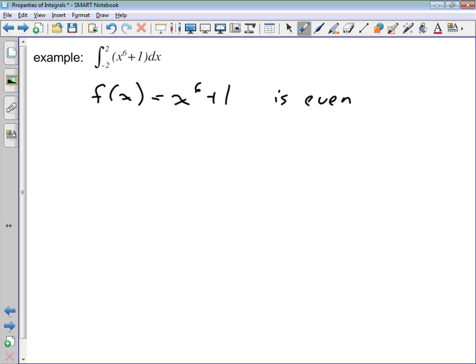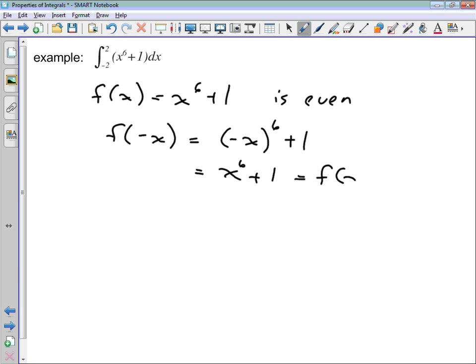And if you want to check, you can always do something like figure out what f at negative x is. So if I put negative x in there for x, well, let's see. Negative x to the power of 6 is just going to be the same as x to the 6 because it's an even exponent. So negative x to the 6 plus 1 is equal to x to the 6 plus 1, which is equal to f at x. So we've got an even function here.